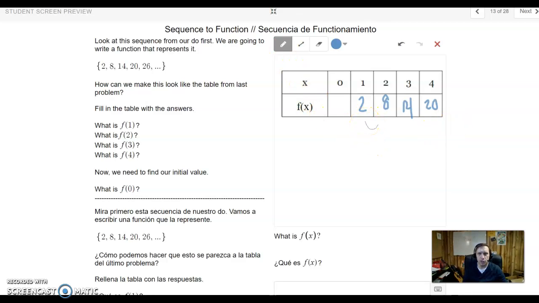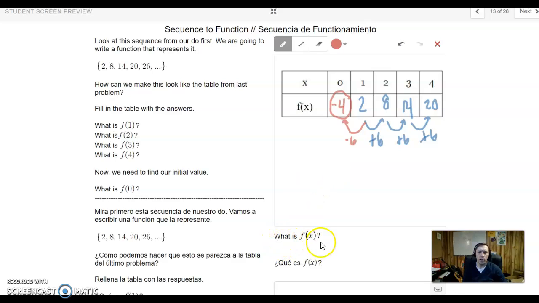And we can see our rate of change, right? We're going from 2 to 8 is plus 6, 8 to 14 plus 6, 14 to 20 plus 6. So that rate of change stands out. What we don't see is our initial value here. All right, so how can I find what f of 0 is? I know I'm going up 6 if I go to the right. Can I go backwards 6? Yeah, so if we go backwards 6, if we subtract 6, I'm at -4. And so now we have our initial value.